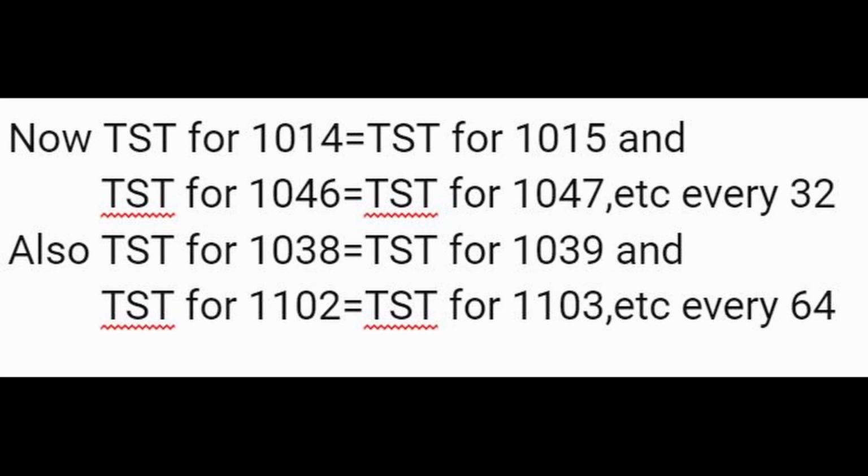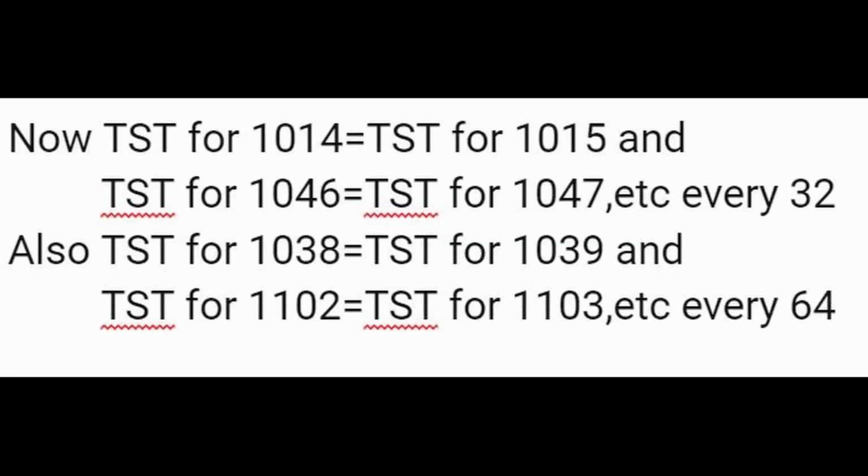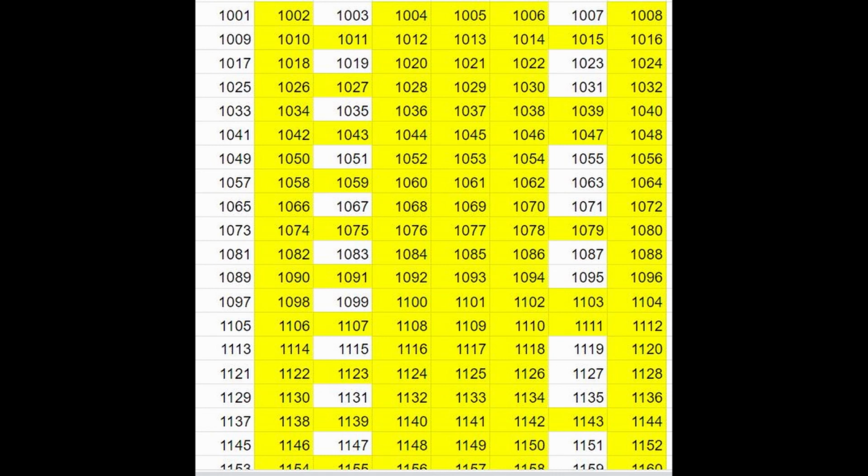Now these go up by 32s, and 1,038 and 1,039, and 1,102 and 1,103, and they go up by 64s, and they had the same value. So the neural network then added those values in. You can see those in yellow there, and we're starting to get a lot of values.